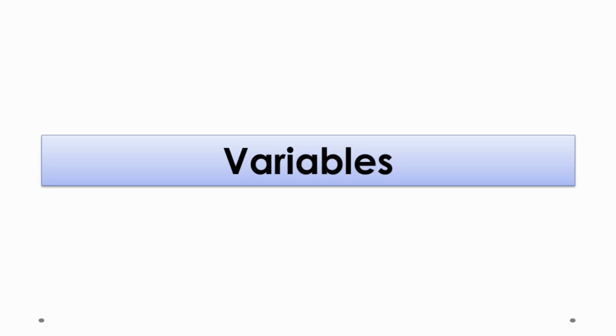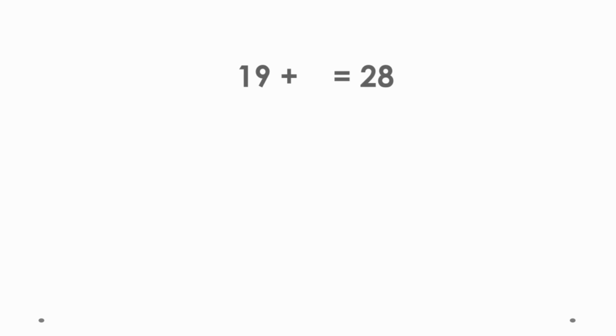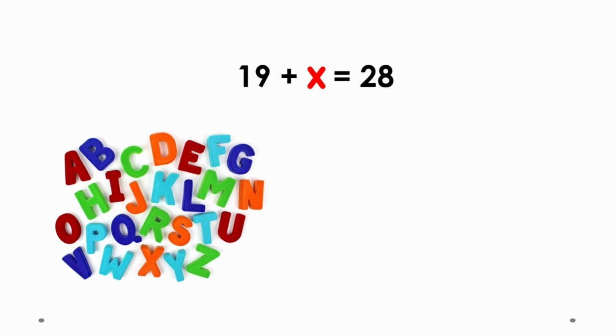Algebra introduces the element of unknown. When we don't know what a number is yet, we use a symbol in its place. That symbol could be any letter of the alphabet. The most common letters usually chosen are X, Y, and Z. These letters are also known as variables. In algebra, we have variables or unknowns, and we are supposed to find their values.